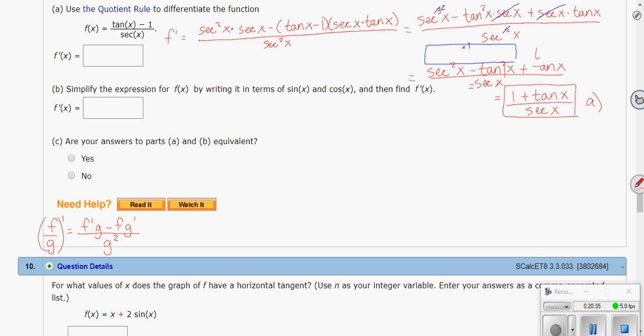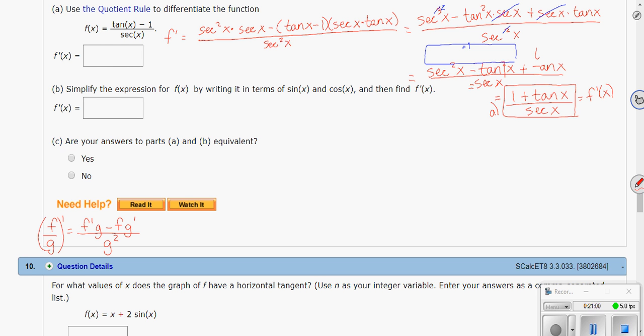That is part A. 1 plus tan x over secant x. Let me pretty that up a little bit. This is part A, and this equals f prime of x. Okay, for part A. Now, part B said simplify the expression for f of x by writing it in terms of sine x and cosine x, and then find f prime.